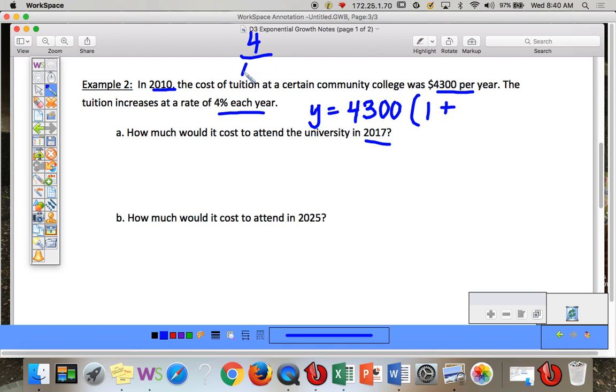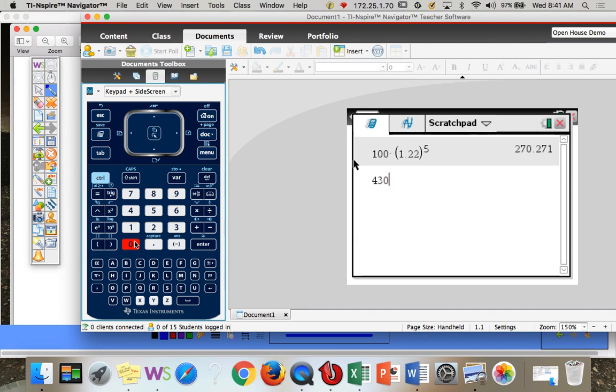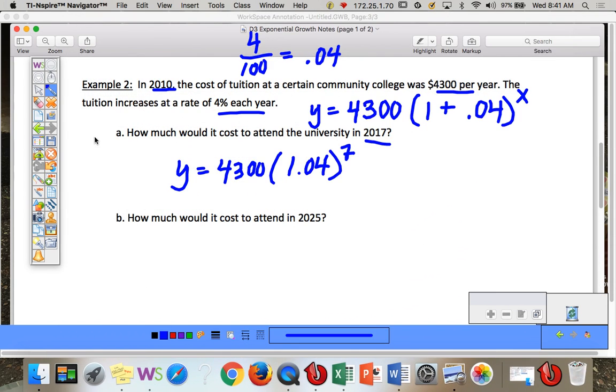To change 4% to a decimal, you divide by 100 or move the decimal place over twice. It's 0.04, to the x. And x is the number of years since we started. So if we started in 2010 and we're going to 2017, how many years have passed? Well, that's 7 years. So here's what it looks like. 4,300 times 1.04 to the 7th power. And we'll type that in. 4,300 parentheses 1.04 to the power of 7 for 7 years. And according to this model, in 2017, the tuition would be $5,658.51.